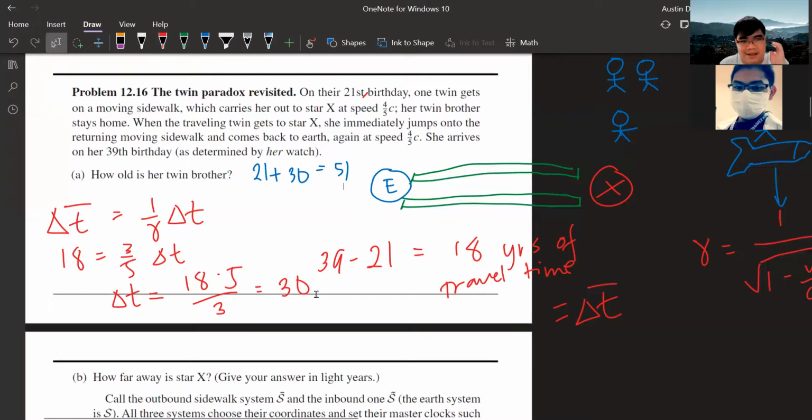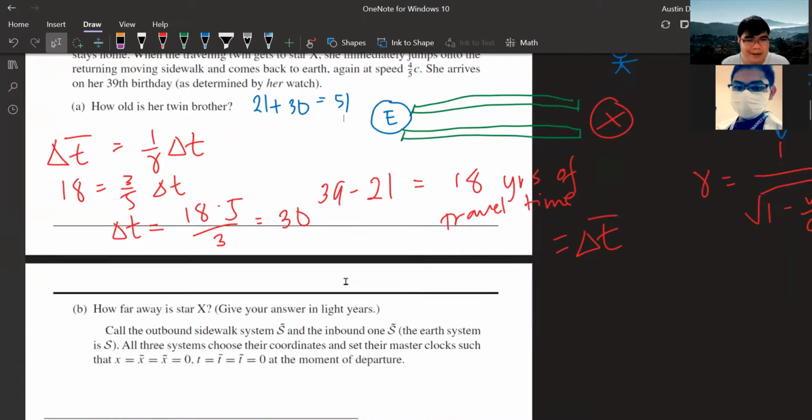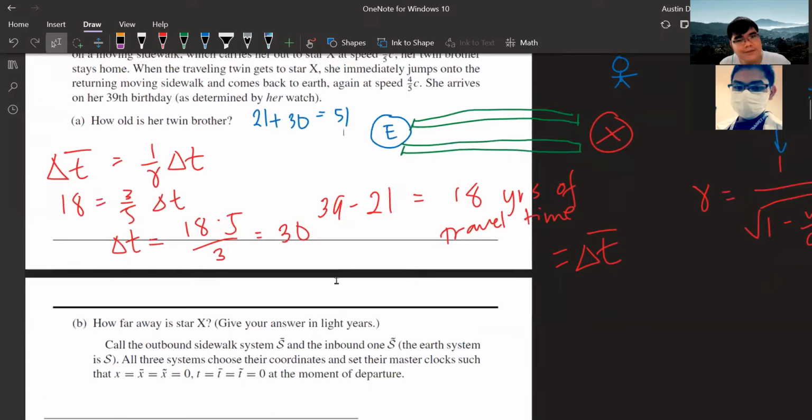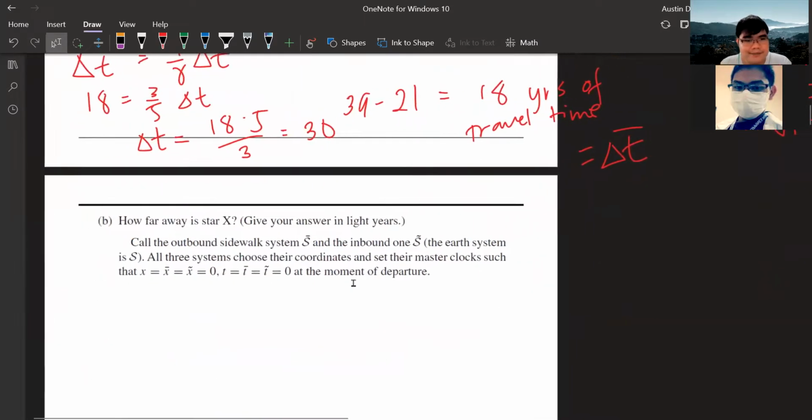So bad trip ngayon si sister kasi sabi nung time dilation, kung sino yung gumagalaw, siya dapat yung dilated yung time. Eh sa paningin niya, yung kapatid niyang lalaki yung gumagalaw. So dapat less than 39 dapat yung aabutan niya. Pero gulat siya, di ba? 51 na. Okay? So you have that.